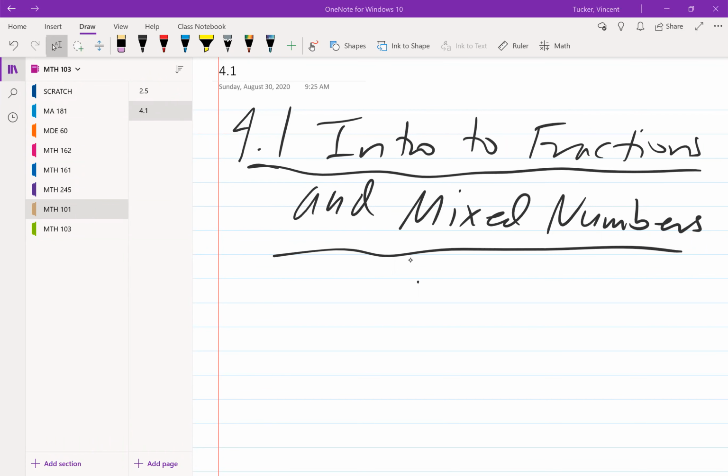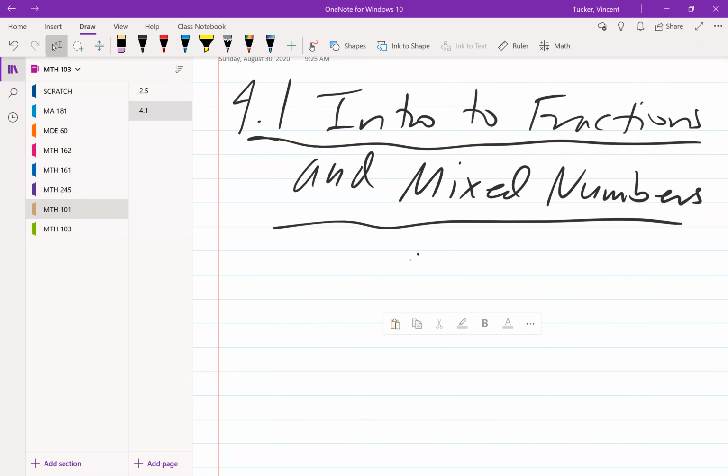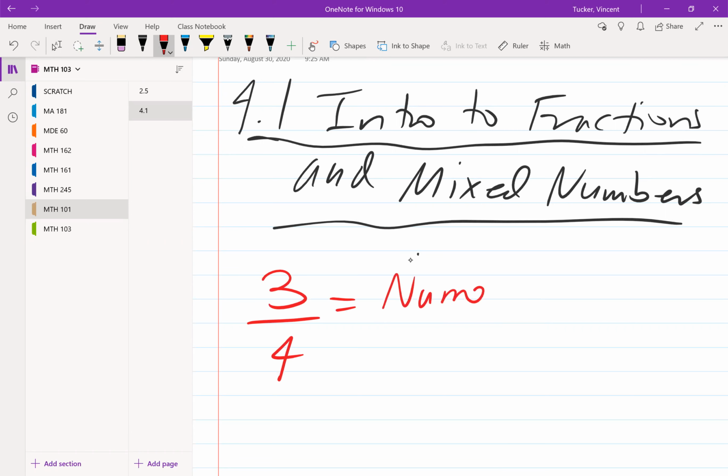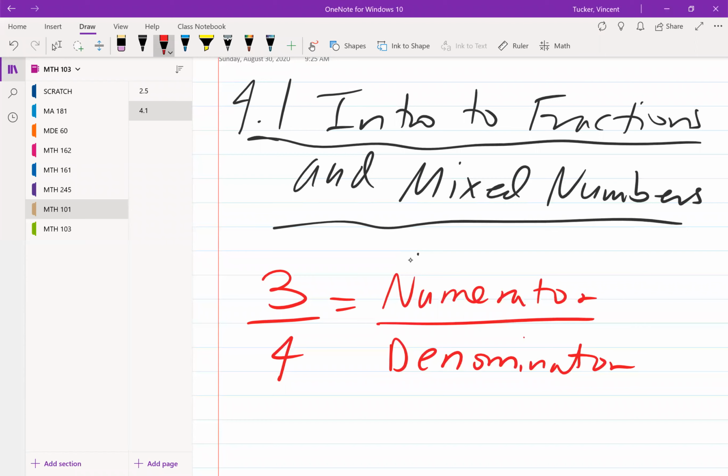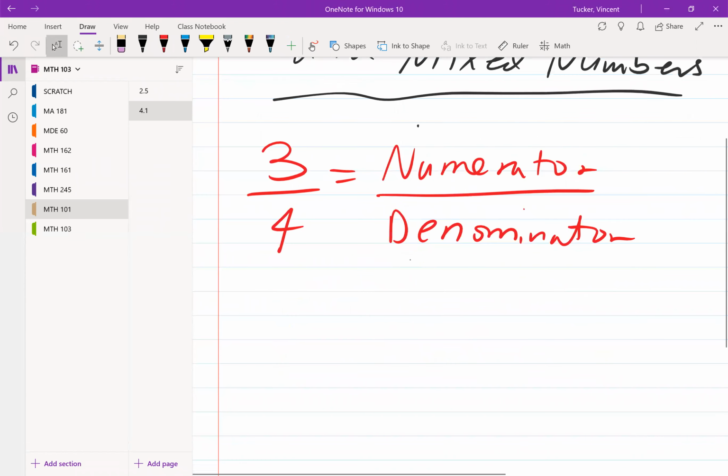All right. This lecture is going to be on 4.1, Intro to Fractions and Mixed Numbers. So when we look at a fraction, 3/4 as an example, the top number is your numerator, the bottom number is your denominator.